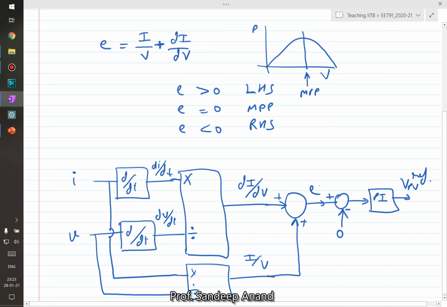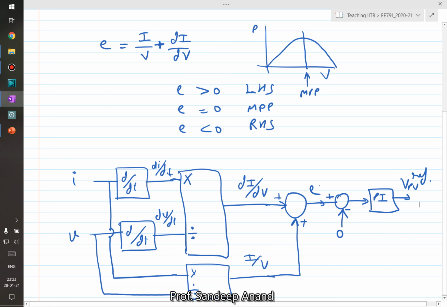If E is positive, that means I'm on the left hand side. If E is positive, it will compare with 0, and the net thing would also come out to be positive. The PI has an integrator, so it will increase the output voltage, right? So VPV reference will increase. That means I will start moving from the left hand side towards the right hand side.